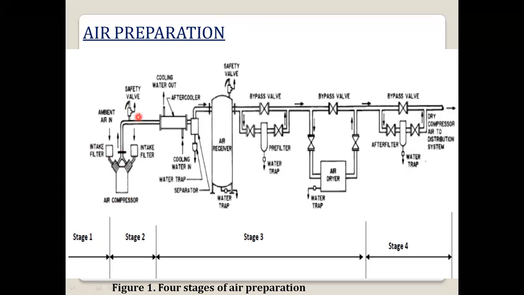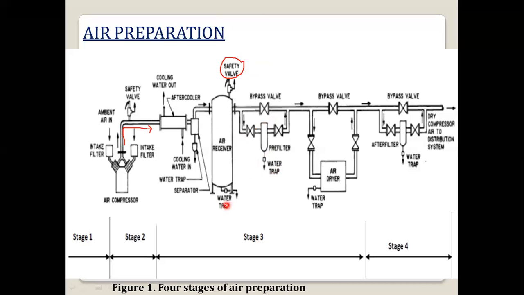Again here, a safety valve is always necessary. The air will travel to the after cooler, and from the after cooler, the air will go to the air receiver. In the air receiver, whatever condensate is there, a water trap is kept at the bottom so that it can be passed out. Again, a safety valve is used in the air receiver. It is very important. The safety valve is for pressure regulation, to control the pressure.